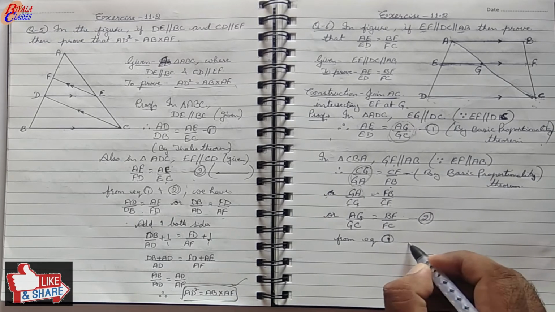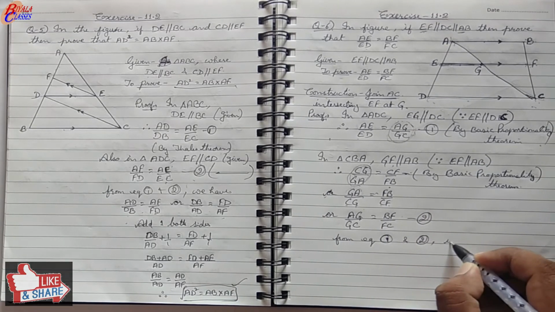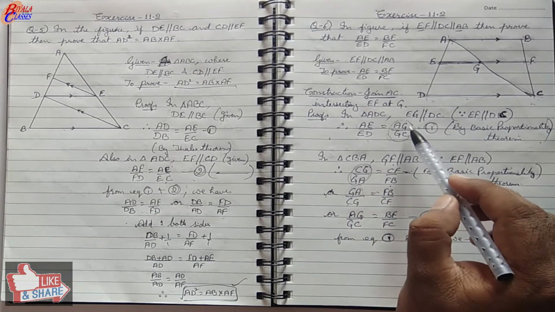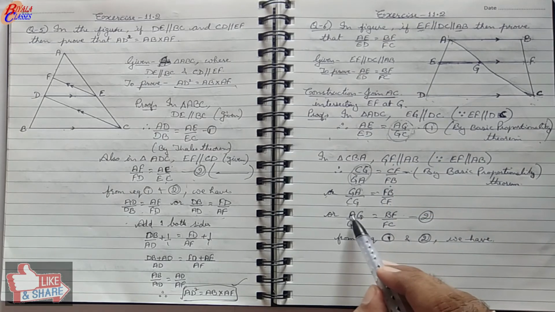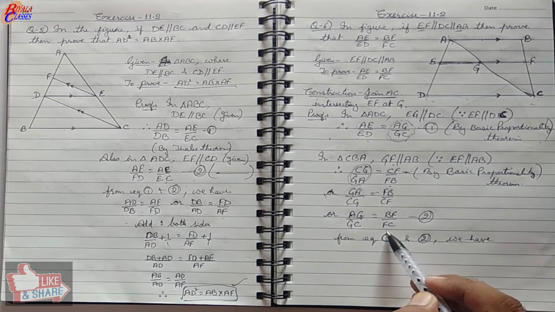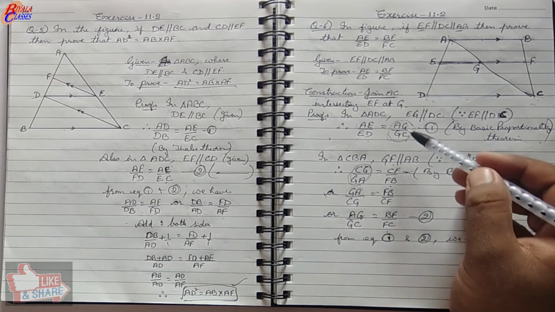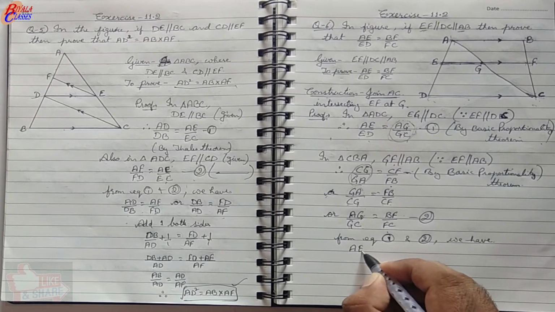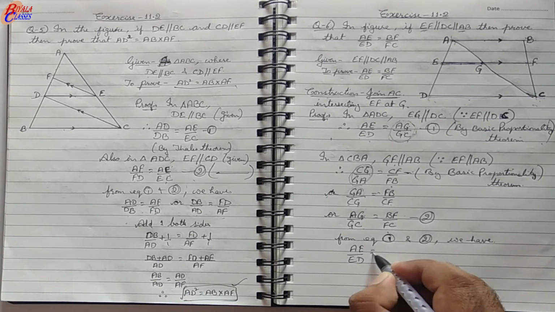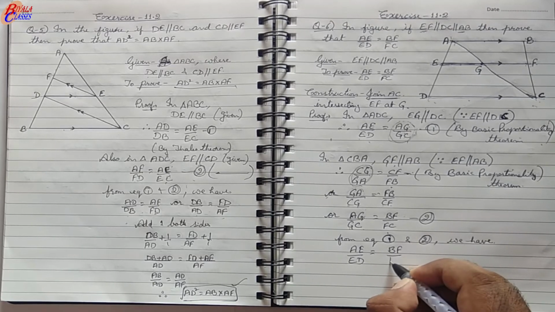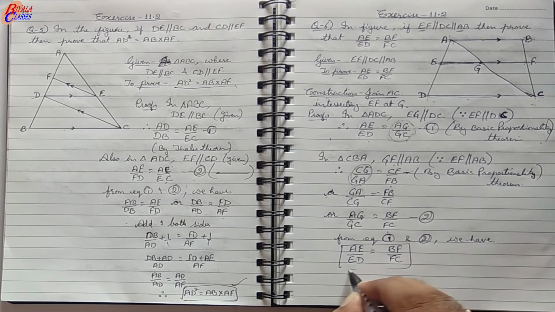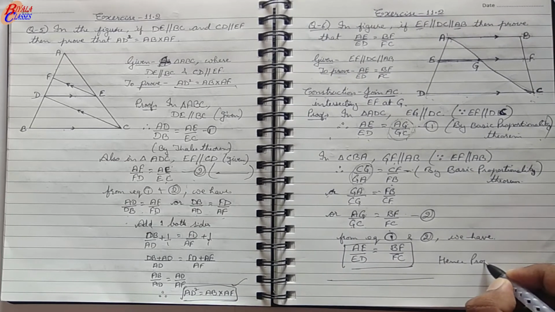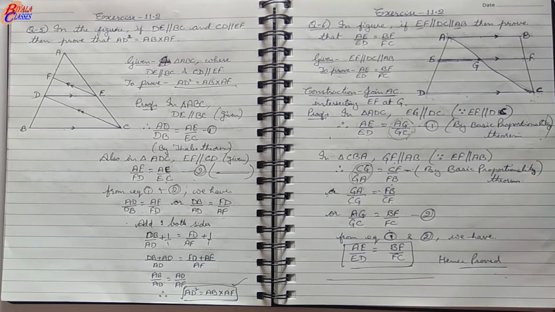from equation 1 and equation 2, we have, see here now, AE upon ED is equal to AG upon GC, whereas AG upon GC is equal to BF upon FC. So one part is common in both the equations, so the other two parts will also be equal to each other. So it is AE upon ED is equal to BF upon FC. So here we prove the result which we needed to prove. So this result is also proved.